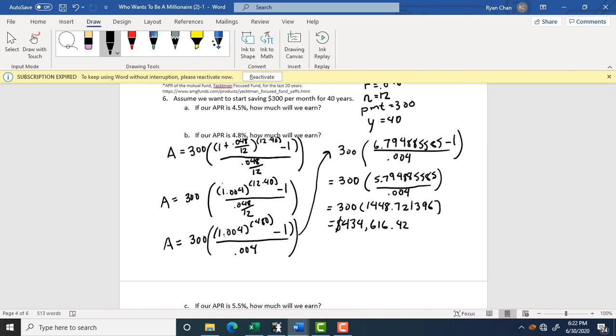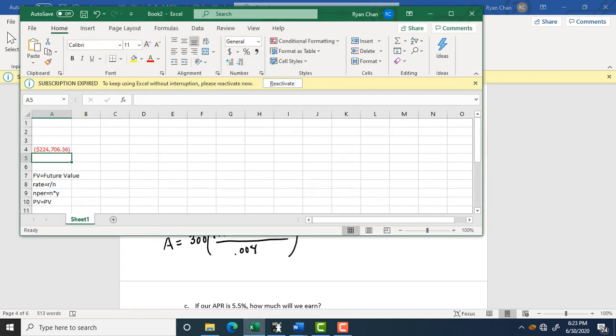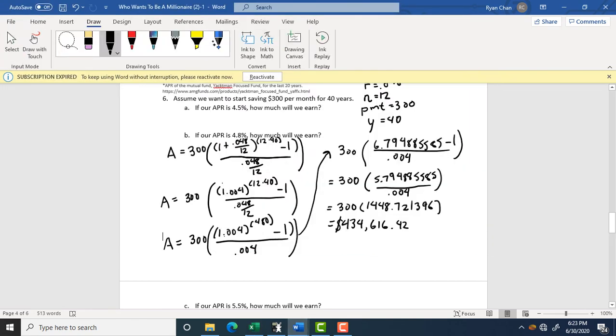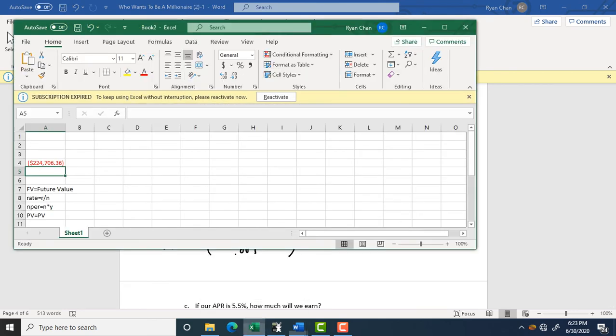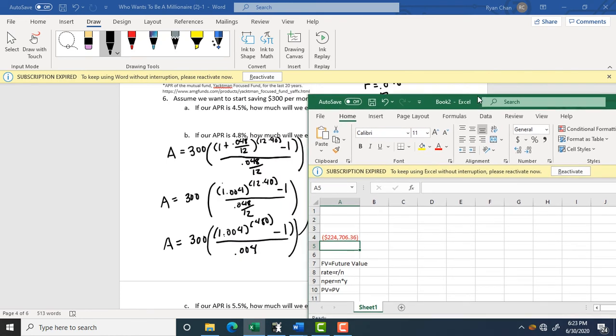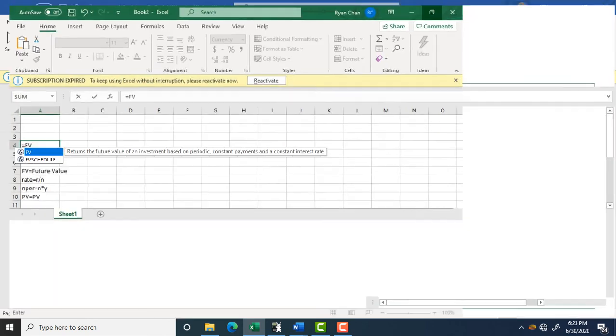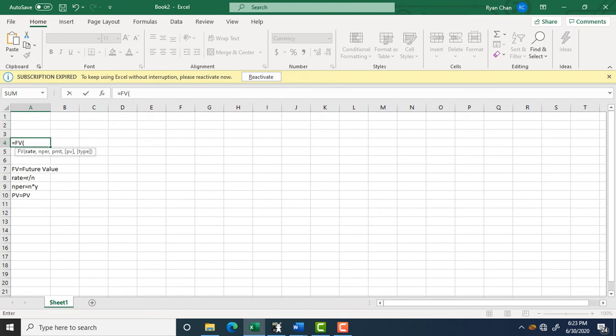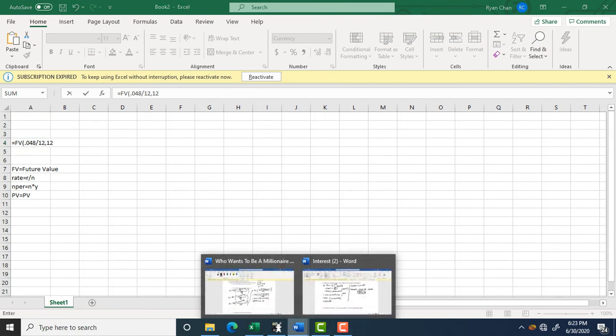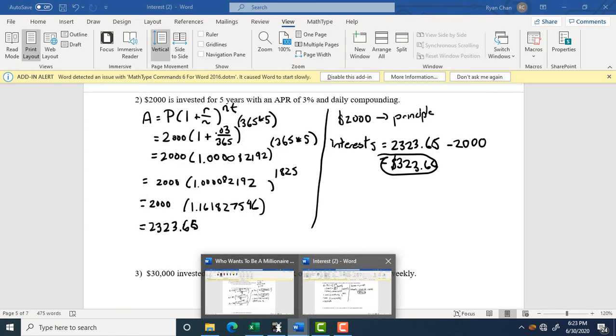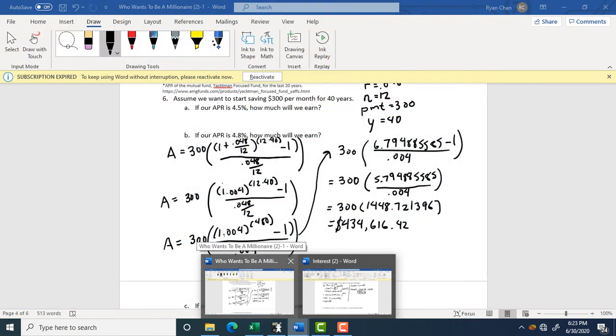So we can check using Excel. Let's do this one more time here. I said my answer is $434,616.42. Let's enter this in here. So we do equals future value. The first one is my rate, which is R divided by N, so I have 0.048 divided by 12. NPER is 12 times the number of years. I believe we said it was 40. Yes, it was 40.